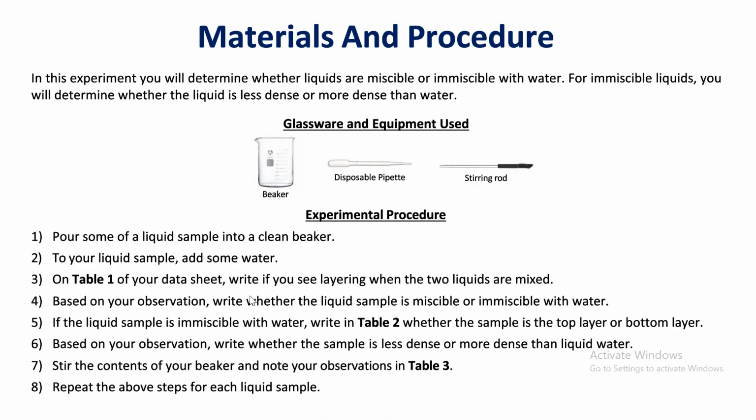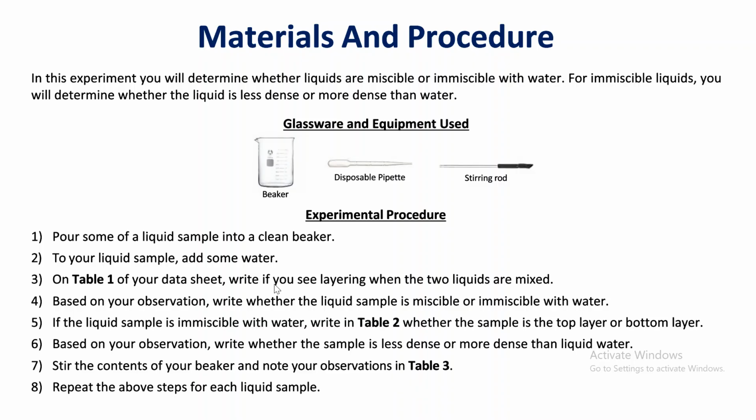All right, for the experiment we'll be carrying out today, we'll be using a beaker, a disposable pipette, and a stirring rod. The procedure we are going to follow is to pour some of a liquid in a clean beaker, and then to the liquid sample, we are going to add some water. We will have 3 tables that we are going to fill out. I'll show it to you on the next slide. Again, you will find it on your data sheet.